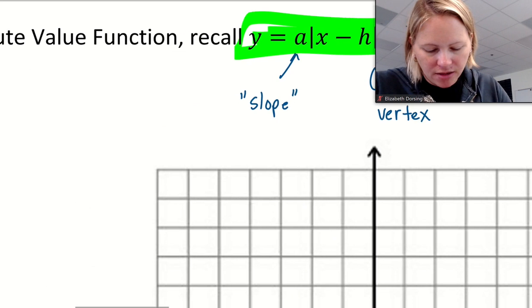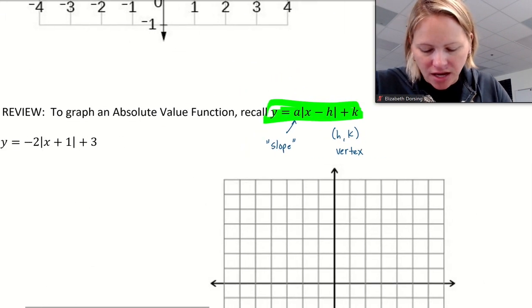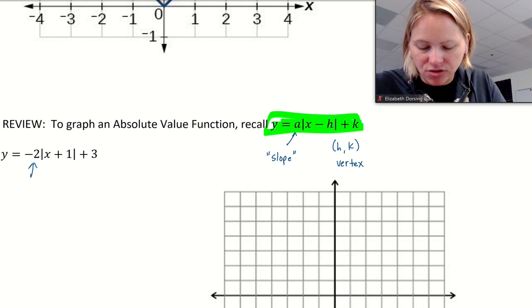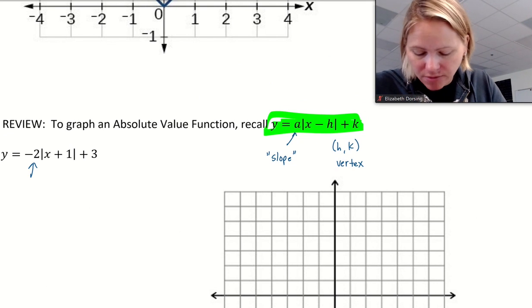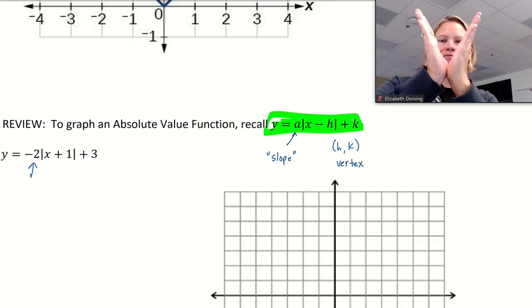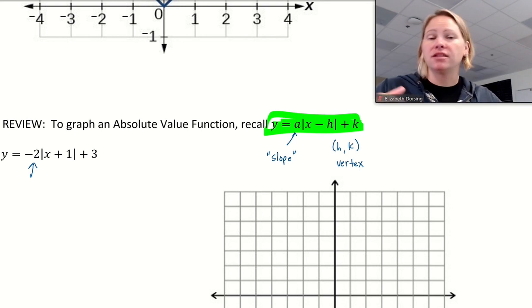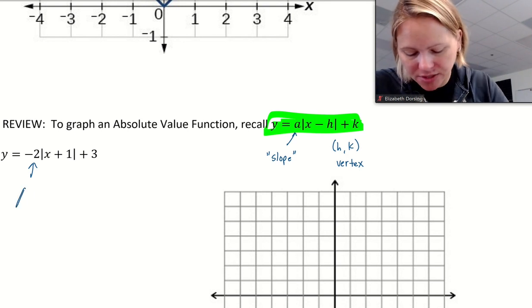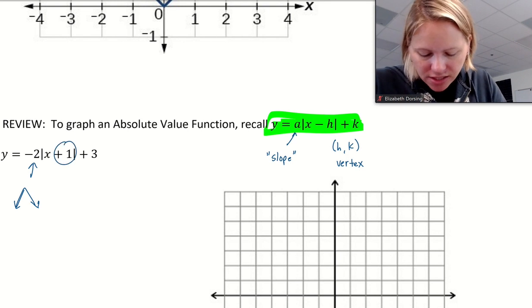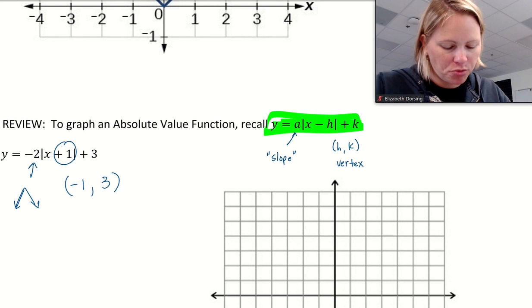So if I am looking at an example here, and I have this equation, y equals negative 2 times the absolute value of x plus 1, plus 3. So the negative 2 means that I'm going to have a slope of 2, so my v is going to be a little bit steeper. But then the negative sign means that it's also going to flip over. So I'm going to have an upside down v. And then my h value is the opposite of what I see here. So it's going to be negative 1, 3. So that's going to be the location of the point of my v.